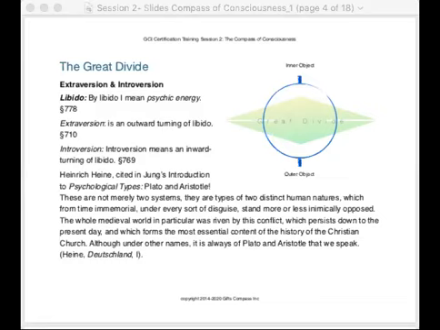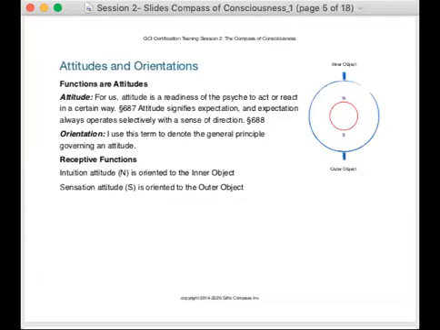Jung's comments about these 2 directions of libido energy characterize the fundamental division. He said, "By libido, I mean psychic energy. And extroversion is an outward turning of libido, while introversion means an inward turning of libido." There are two fundamental terms in Jung's model without which it will be nearly impossible to understand all 8 types. These two terms apply both to libido energy, introversion or extroversion, and the 4 functions. The terms are attitude and orientation.